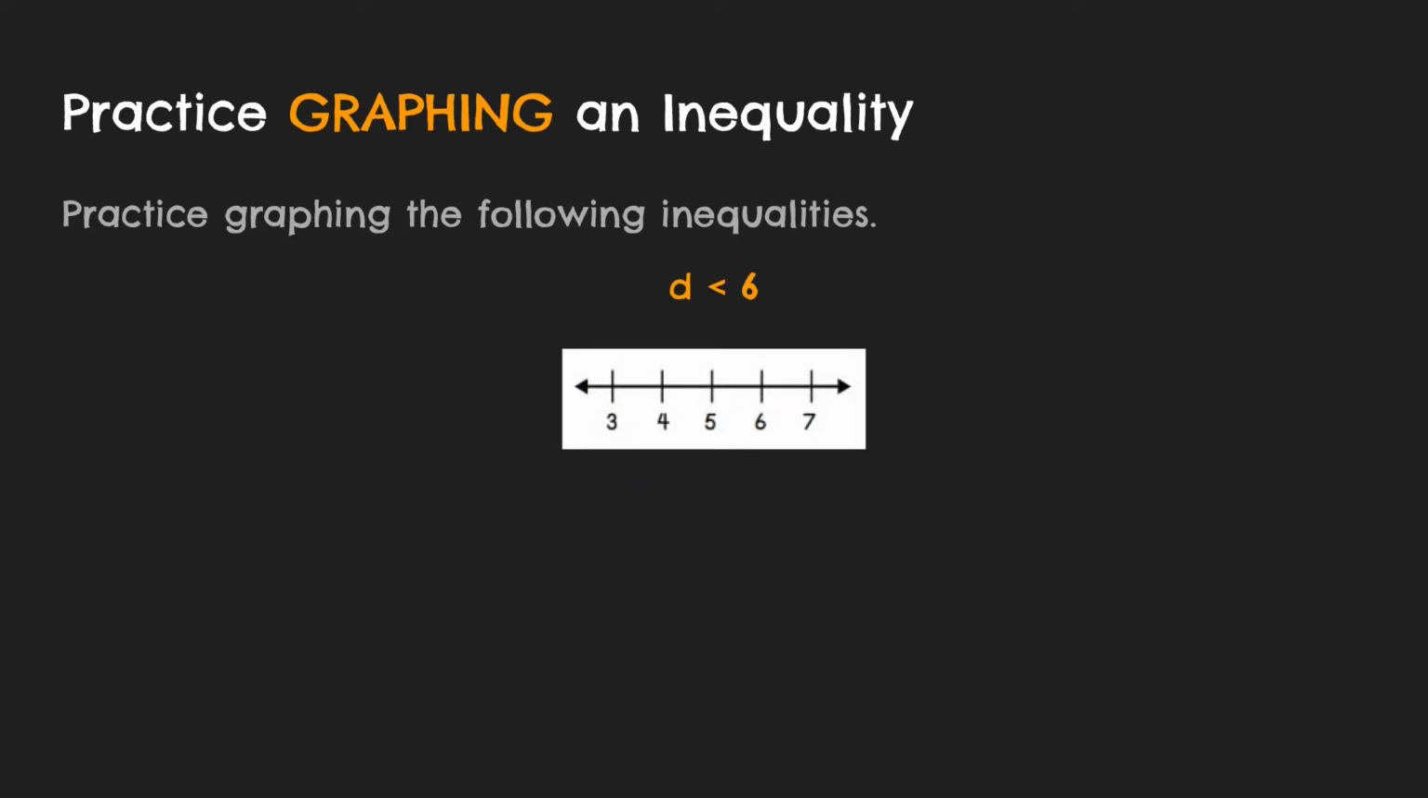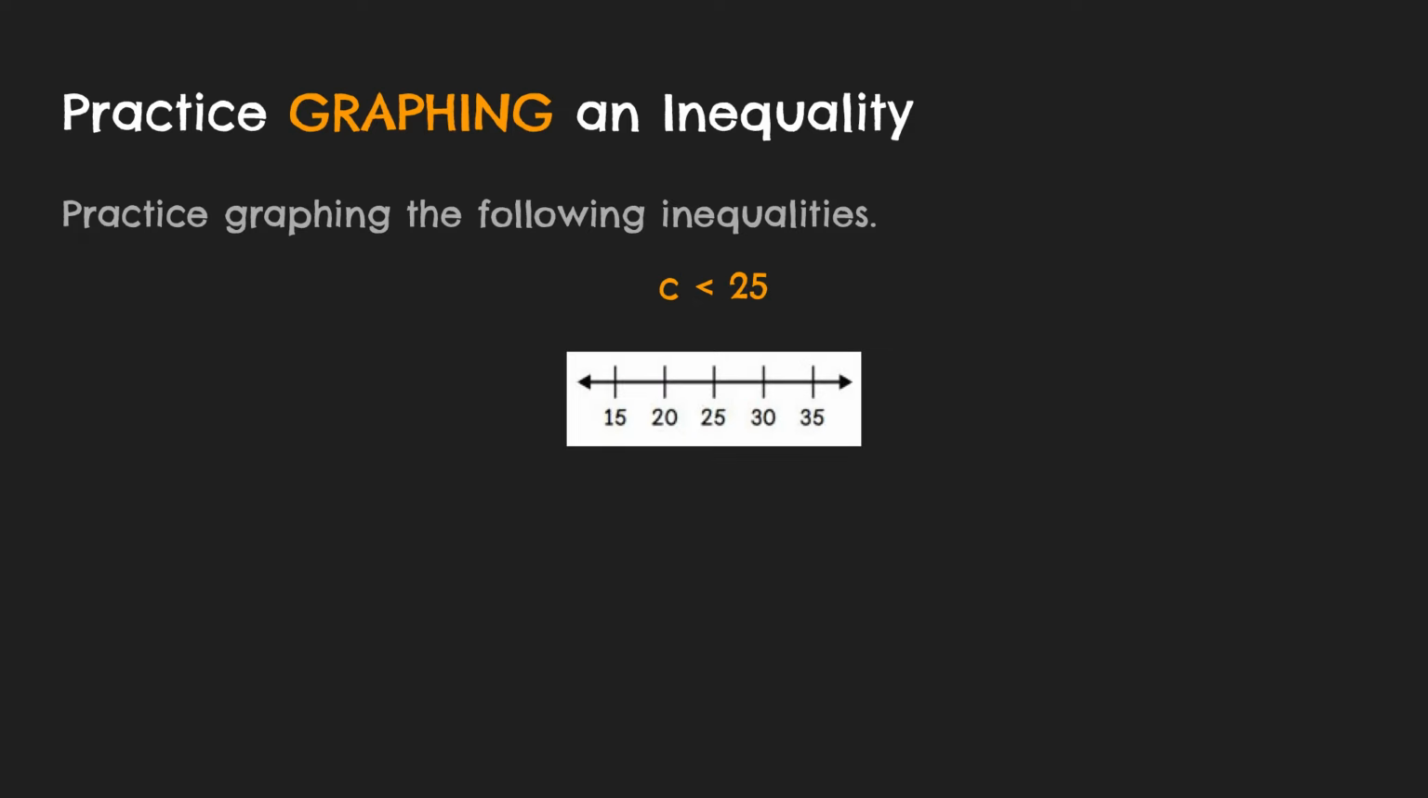All right, d is less than 6. So since it's less than 6, it can't be 6. So I'm going to do an open dot, and I'm going to color everything to the left since it's less than 6. Okay, no equal sign here.